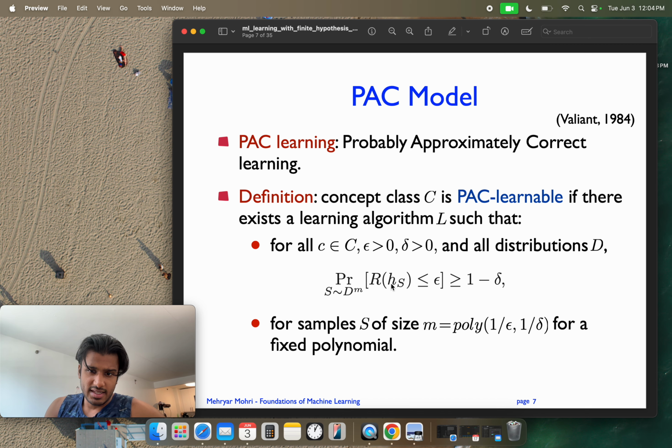the probability that the risk of the hypothesis is less than epsilon is greater than 1 minus delta. If this condition were to be enforced, then what we need is that the sample S of size m should be polynomial in 1 over epsilon and 1 over delta for some fixed polynomial. All right, let's look at what this statement says.